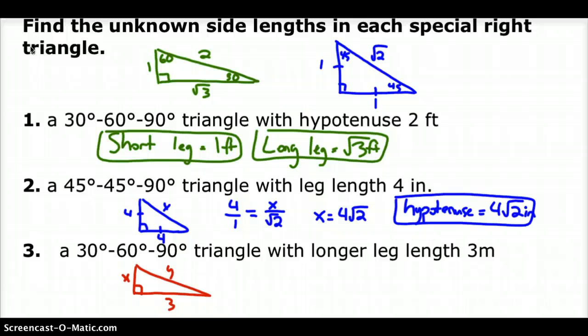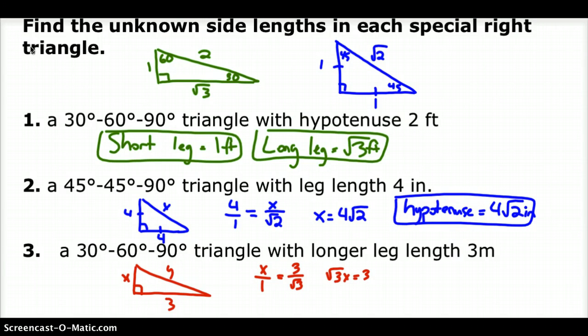So maybe I'll compare the shorter leg of the triangles first. I'll say this is an x:1 ratio, and then I'll compare the longer leg. These ratios should be equivalent. So the longer legs here would be a 3 to radical 3 ratio. And so what I end up with when I use the cross products property is radical 3x is equal to 3.